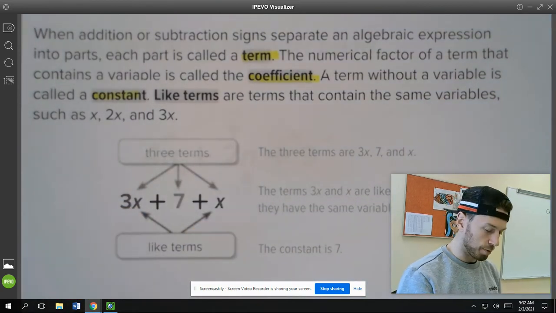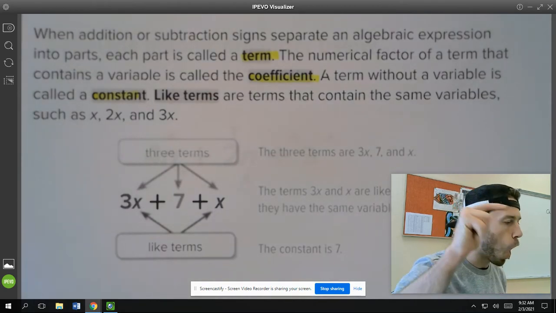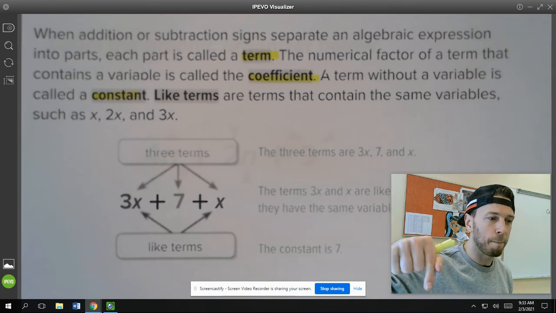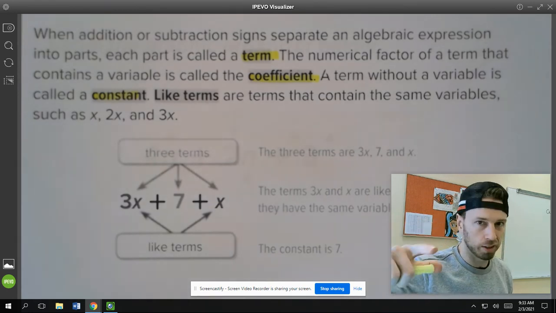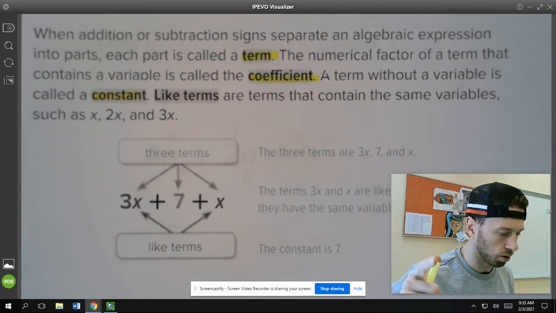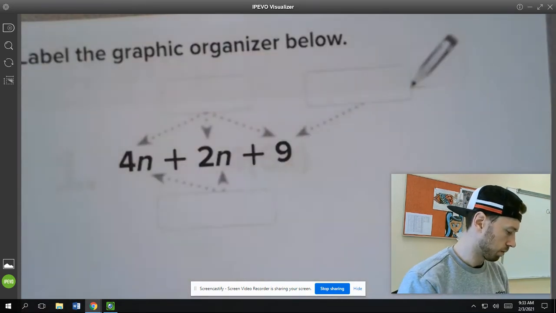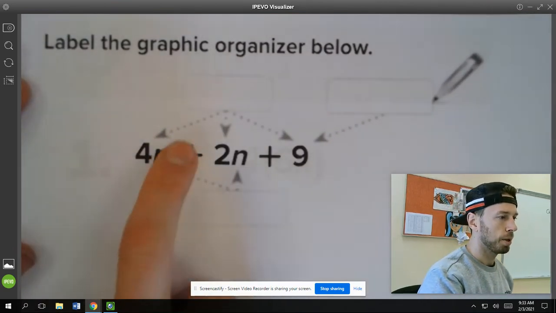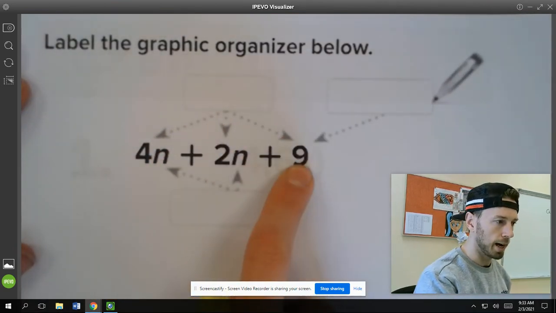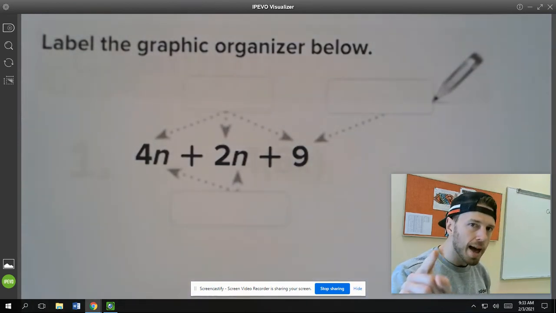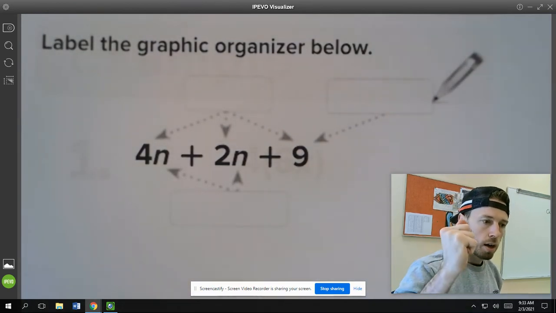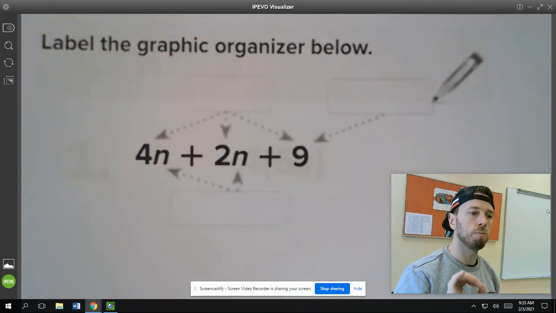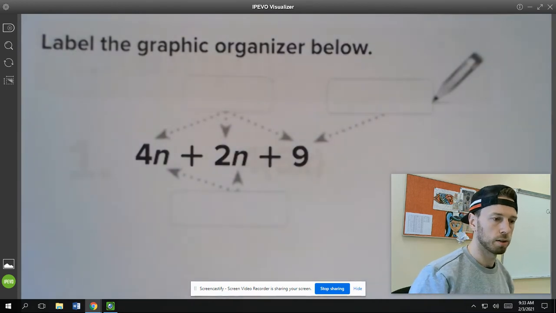Now, if you need a quick refresher on these vocab terms, all you've got to do is click that little progress bar at the bottom here, drag it backwards a little bit, and rewatch what I just said, because these words are really important if you still don't understand them. So, here we have an expression, 4n plus 2n plus 9. I want you to, in your head or out loud, that's fine, tell me the answer to the questions I'm about to ask. First question is, how many terms are in this expression?